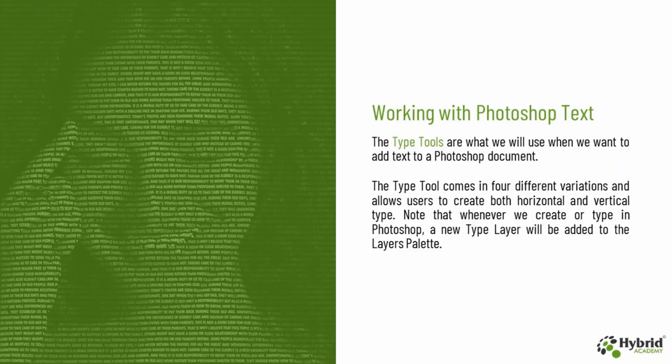Working with Photoshop text. The type tools are what we use when we want to add text to a Photoshop document. The type tool comes in 4 different variations and allows users to create both horizontal and vertical type text. Note that whatever we create or type in Photoshop, a new type layer will be added to the layers palette.